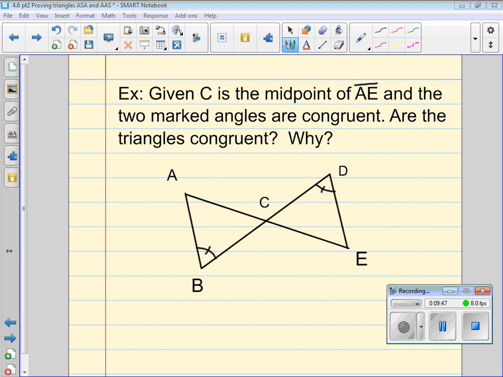All right, let's take a look at this one. It says, given C is the midpoint of AE and the two marked angles are congruent. Are the triangles congruent? Reason why. Okay, so make sure that all the information that is in the example in the writing is displayed in the drawing. Then see if you can come to a conclusion if the triangles are congruent and the reason why. Go ahead and put me on pause, see what you get.